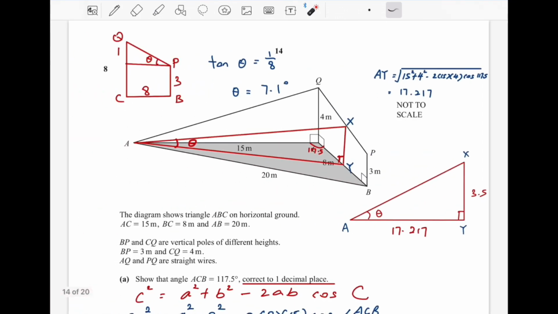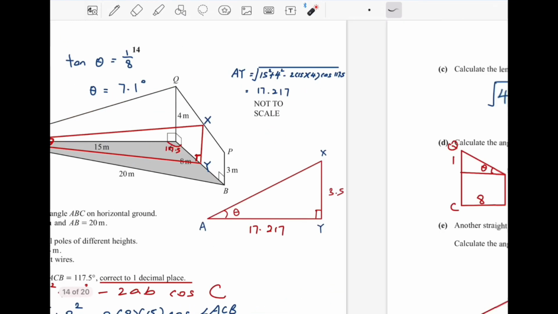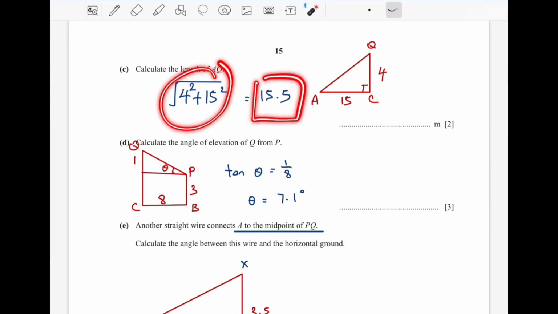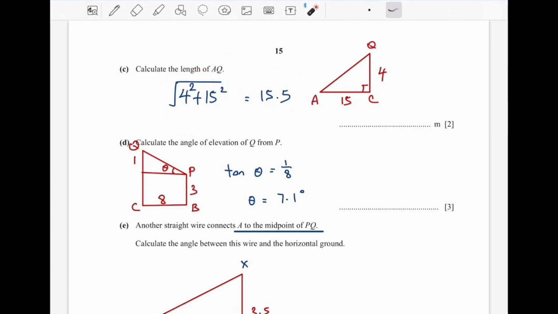Look at the diagram. This is the AQ. So I'll be taking this right angle triangle to figure out the length of AQ. So I'm taking ACQ with 15 and 4 as the lengths of the sides. 15 and 4, so just Pythagoras theorem, nothing to be discussed, I think. Yeah, 15.5 cm or meter, that's it.